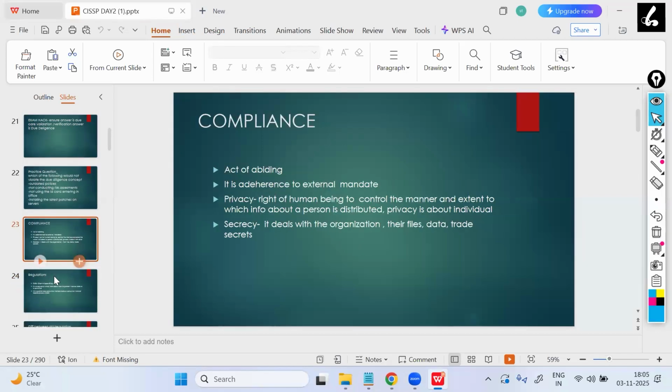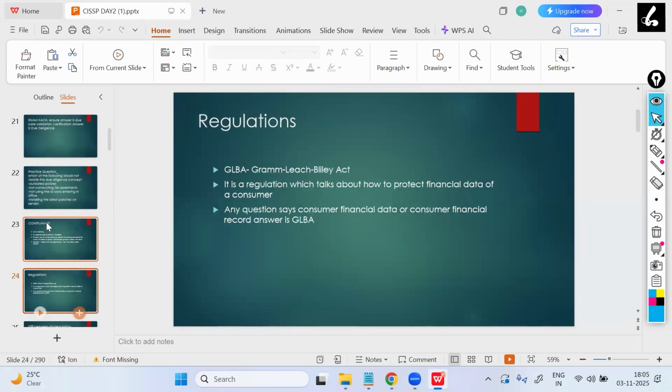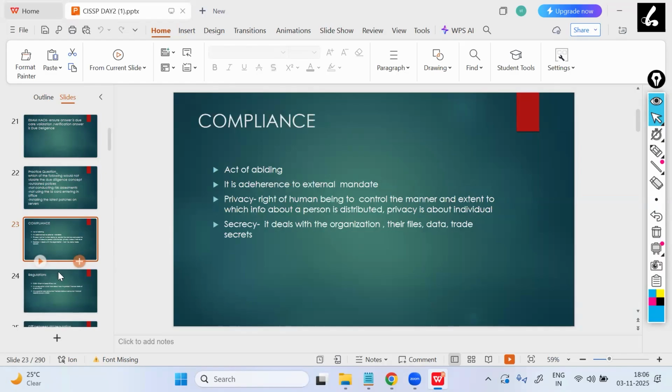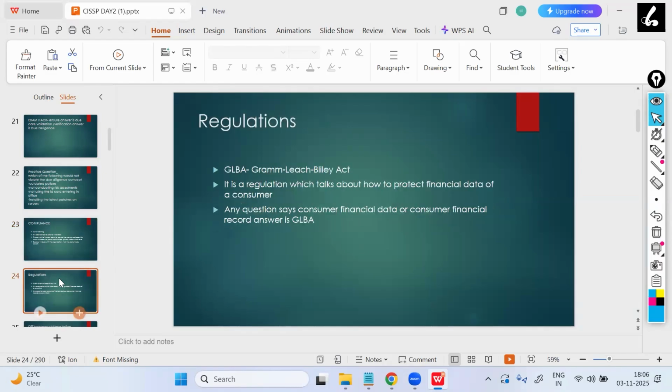Now we have certain standards. So far what we have covered are the basic terminologies and their significance. And now we will move to the standards. First regulation is the GLBA, Gramm-Leach-Bliley Act. It is a regulation which talks about how to protect the financial data of a consumer.